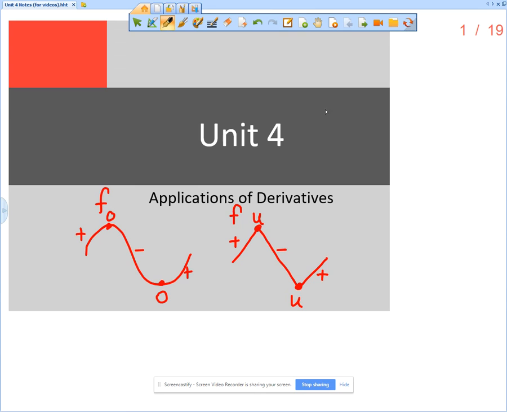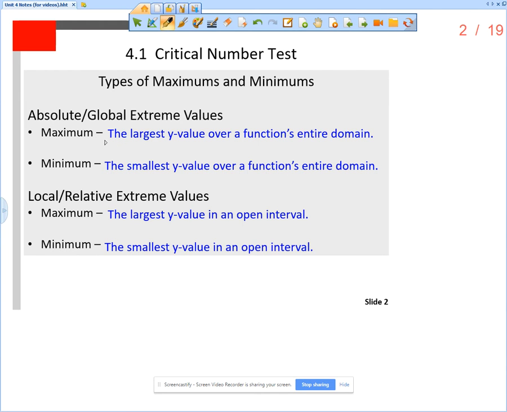All right, so on to slide number 2. In section 4.1, we're dealing with what we call the critical number test, but it's associated with maximums and minimums. In pre-calc, you would have discussed this. There are two types of extreme values. There's either an absolute, which we refer to as absolute or global extreme values, or there's a local, sometimes referred to as a relative extreme value.